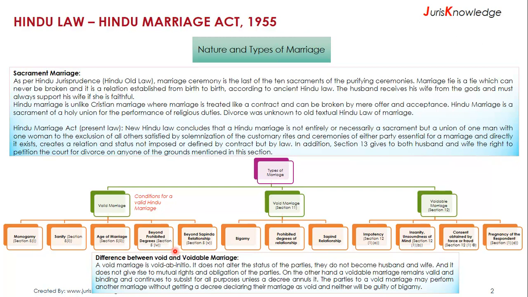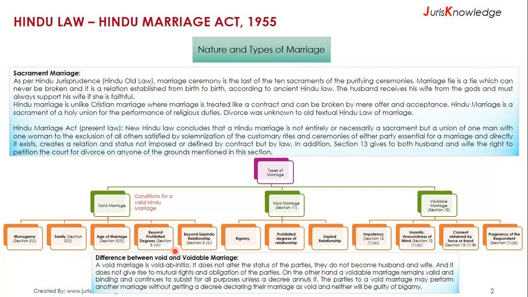Beyond prohibited degrees, Section 5, Clause 4 defines that the parties to the marriage should not come within the degrees of prohibited relationships. Two persons are said to be within the degrees of prohibited relationships if one is linear ascendant to the other, or if one was the wife or husband of linear ascendant or descendant of the other, or if one was the wife of the brother or of the father or mother, brother, or of the grandfathers or grandmother, brothers of the others.